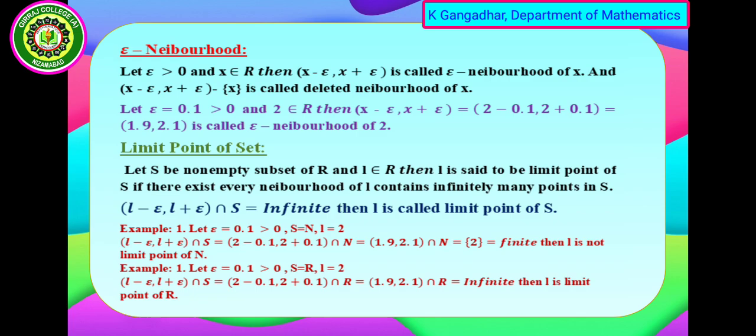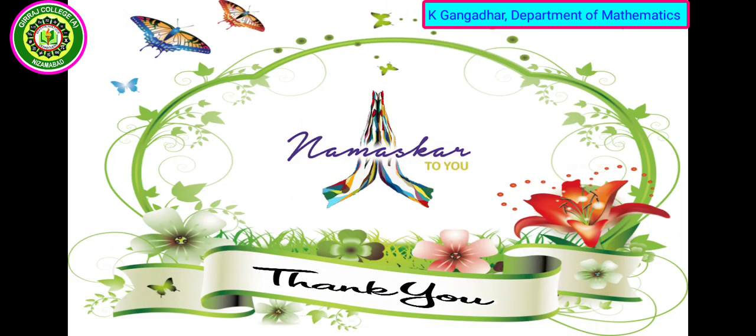So here we define one theorem, the Bolzano-Weierstrass theorem. Every infinite bounded set has at least one limit point. It is the only statement of the Bolzano-Weierstrass theorem. So thank you.